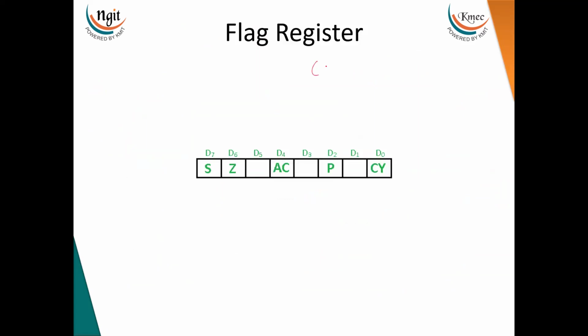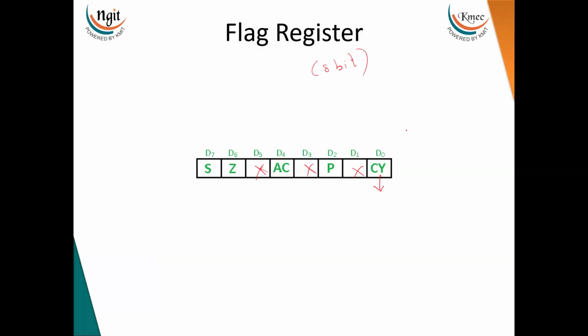Now, the flag register is an 8-bit register. Here you can see the 8 bits, D0 to D7. In this, bit number 1, bit number 3 and bit number 5 are not used. Whether it is a 0 or a 1, these do not indicate any flag. Now coming to bit number 0, it is the carry flag.